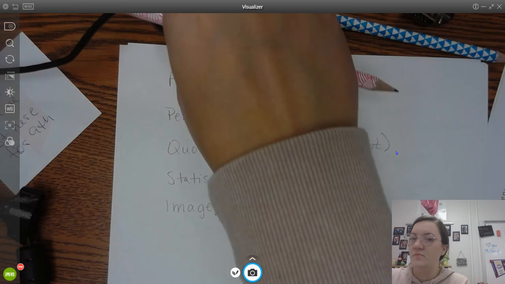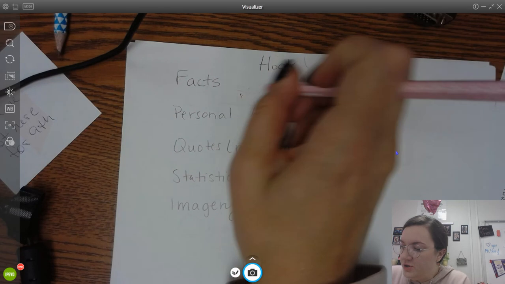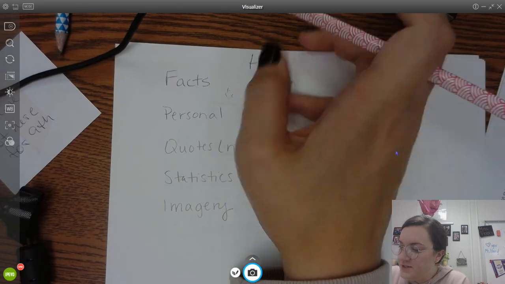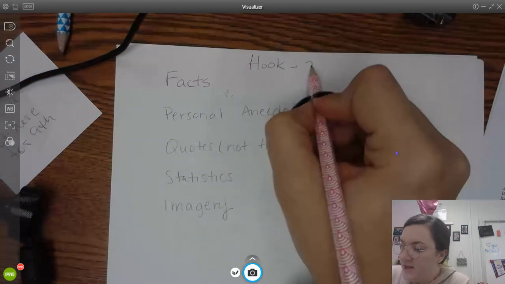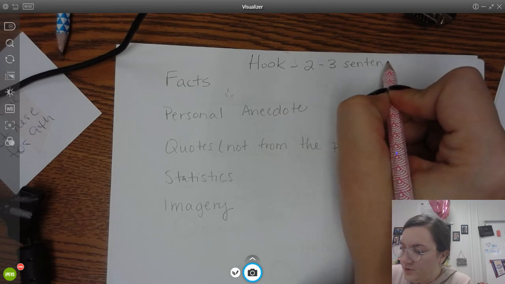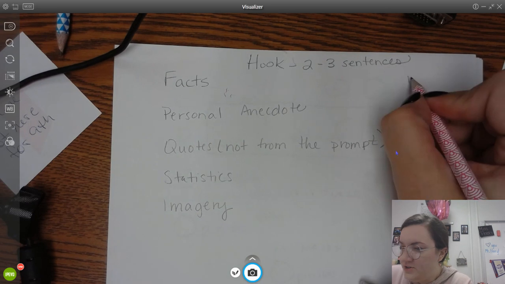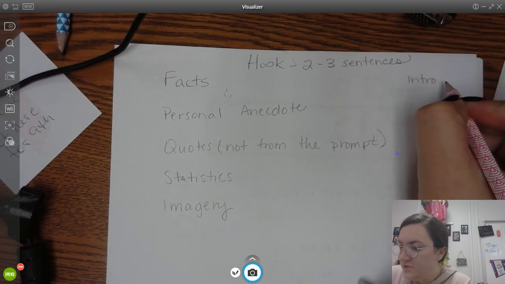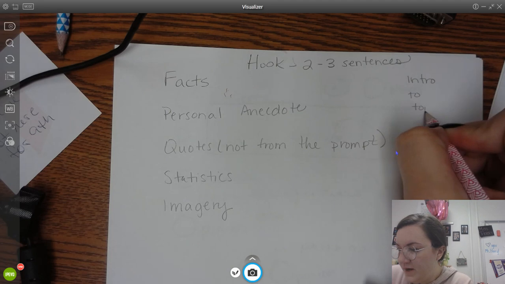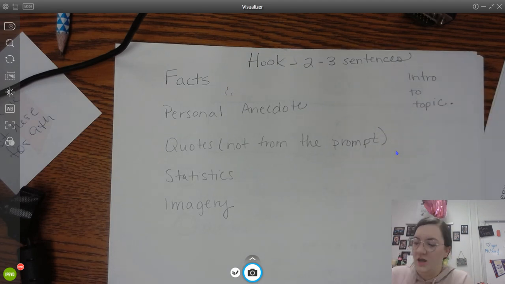Okay, so the first thing I want to talk to you about is your hook. You know that your hook is the first 2 to 3 sentences in your essay, and the purpose is to capture your reader's attention on your topic. It's just essentially an introduction to your topic, right? It informs your reader what you're going to be writing about in an engaging way.